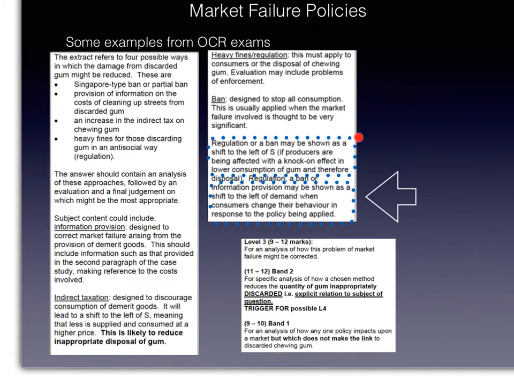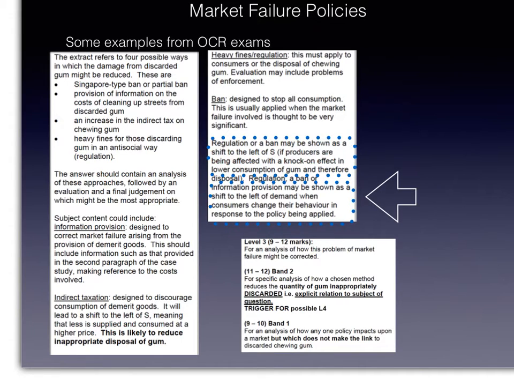Now, in terms of regulation, which was one of the things that they said could be done, this is quite interesting here. They say that regulation can be shown as a shift to the left of the supply curve. And we'll look at another example in a minute. So you can say if they ban or regulate chewing gum, it'll effectively shift the supply curve of producers to the left.